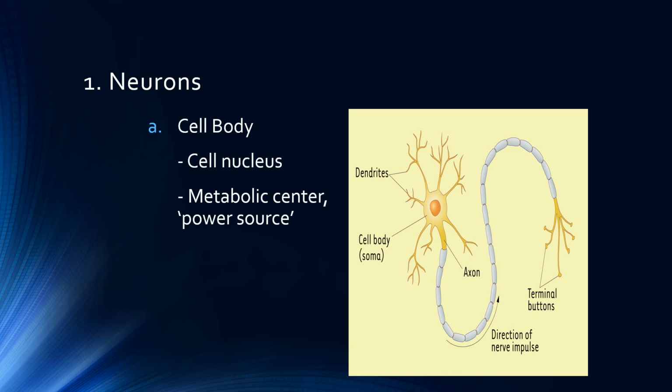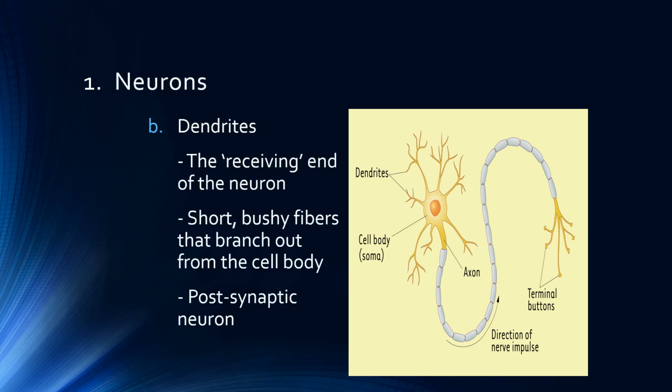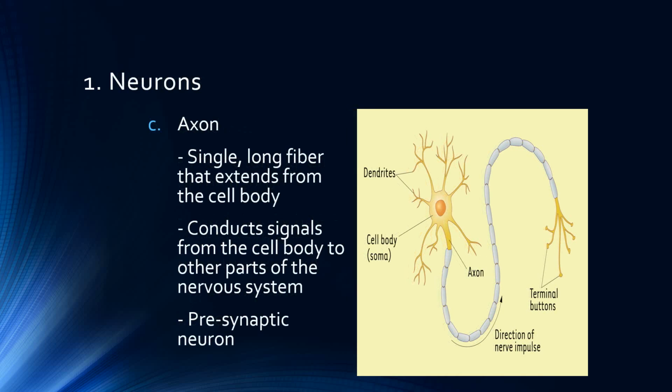And the cell body is surrounded by a semi-permeable membrane, which allows for ions to travel back and forth. Actually, the entire neuron is covered in semi-permeable membranes, which allow for ions to travel back and forth across that membrane. The dendrites then, of course, are the receiving end of the neuron. They're those short, bushy fibers that branch out from the cell body. These are associated with the postsynaptic neuron. So the synapse is the space between two neurons. So it's between the terminal button of one neuron and the dendrite of another. Information is transmitted by neurotransmitters across that synapse. And so the dendrite is associated then with the postsynaptic neuron.